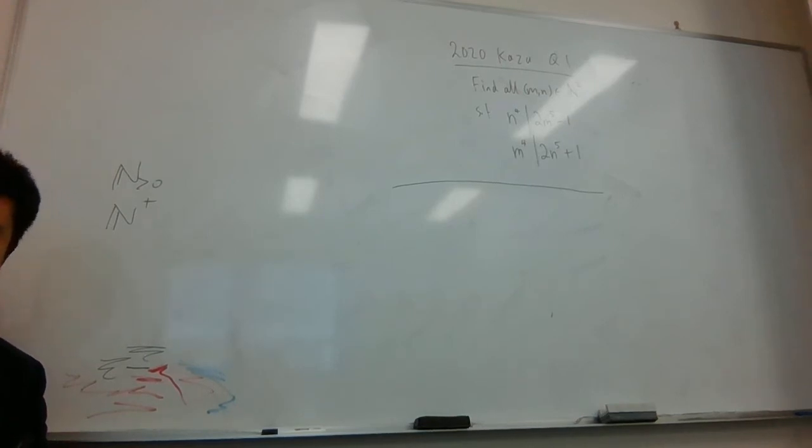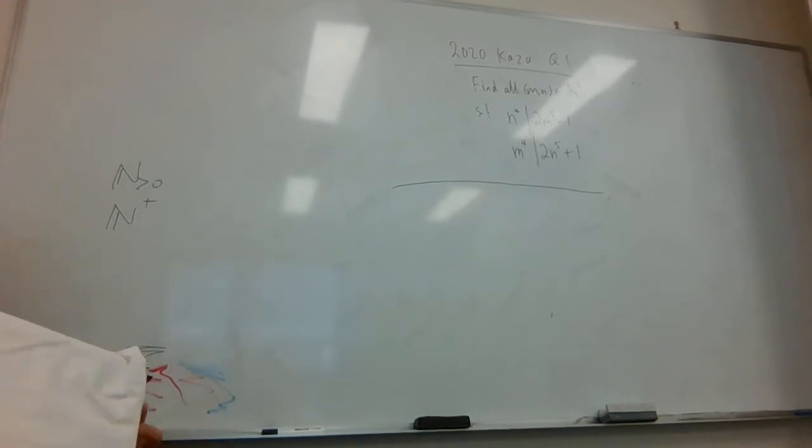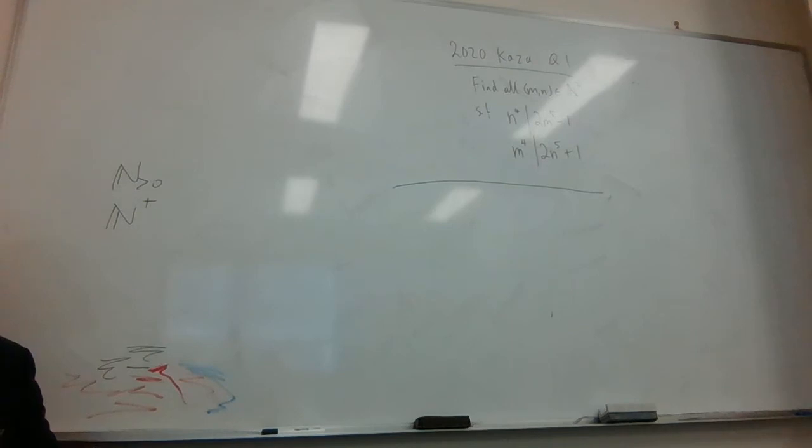That's divides. The line means it divides into. So the right thing is a multiple of the left thing.